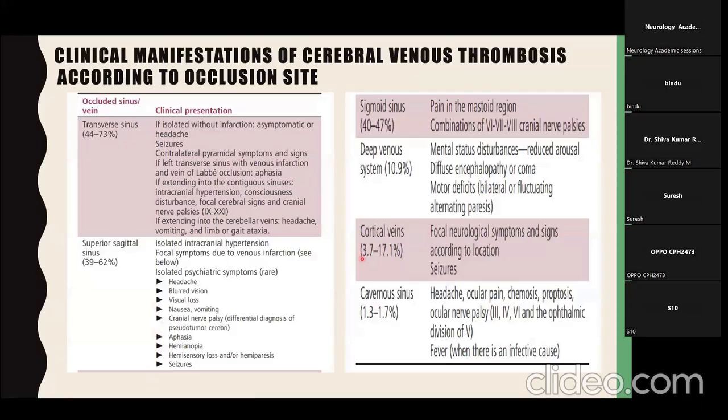Cerebral venous thrombosis clinical manifestation, according to the occlusion site. For the transverse sinus, if it is isolated and there is no infarction, patient can be asymptomatic or have headache. As with any other sinus thrombus, it can present with seizures. In transverse sinus thrombosis, patient can present with contralateral pyramidal symptoms and signs.